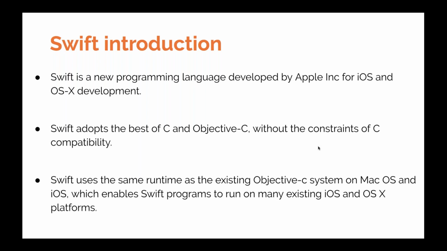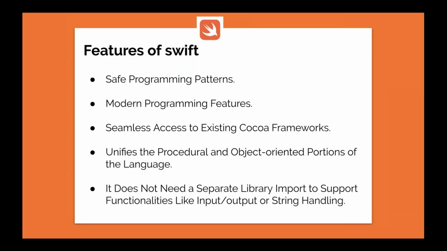Swift is going to use the same runtime mechanism which is used by Objective-C. You shouldn't think that Swift is completely new. Swift is going to use the Objective-C library and its framework, and on top of that it uses its own syntax. If you consider the features: safe programming pattern, modern programming features, seamless access to the existing Cocoa framework, and both procedural and object-oriented programming are supported.